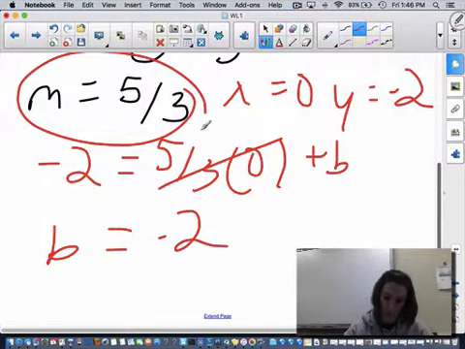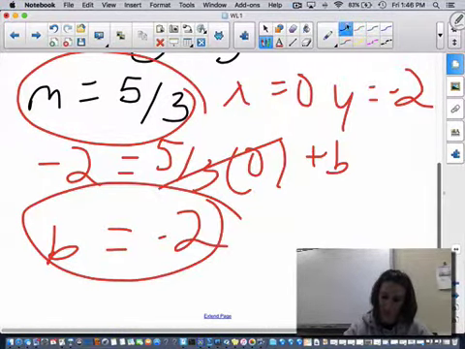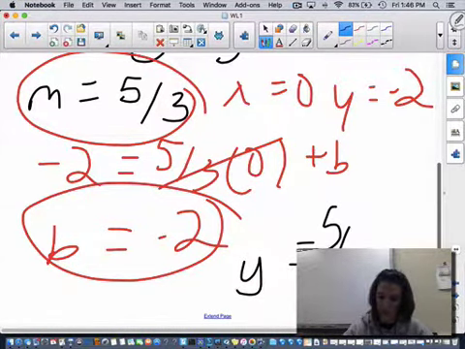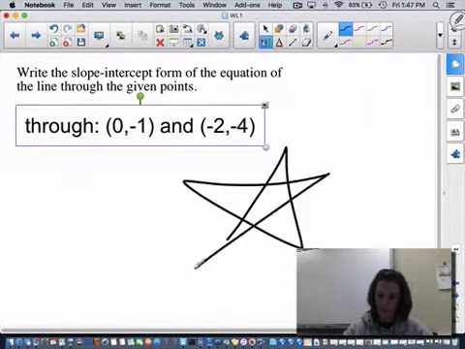So I have my slope. I have my b value. So y equals 5/3 x minus 2. All right, try this one. That concludes the podcast for Writing Linear Equations, Learning Target number 1.